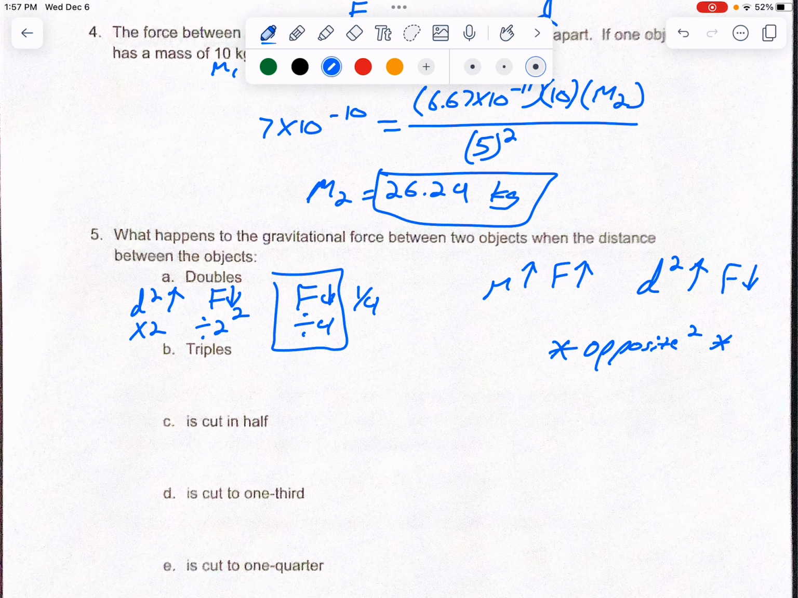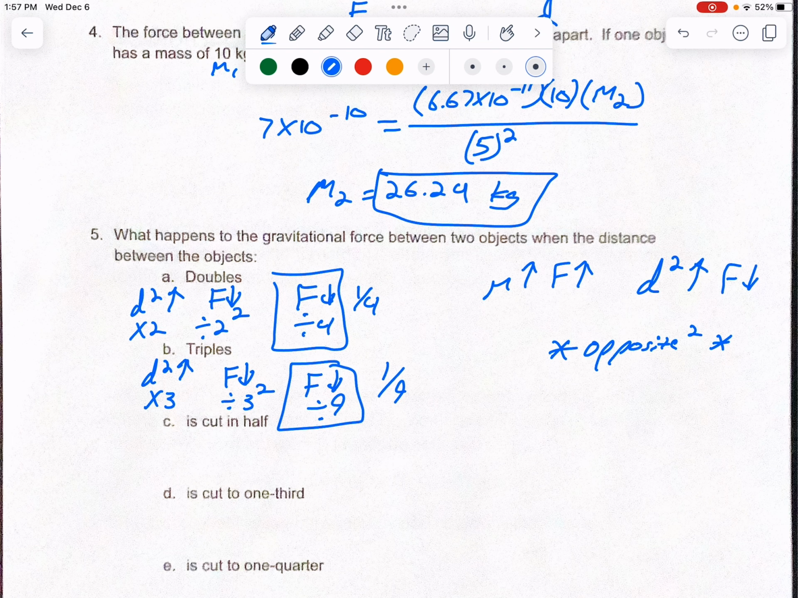Now, if my distance triples, so now my distance is going to go up by 3. So force is going to go down. So divide by 3, but square it. So now my force is going to go down by a factor of 9. Or you can write 1/9 of whatever you were.